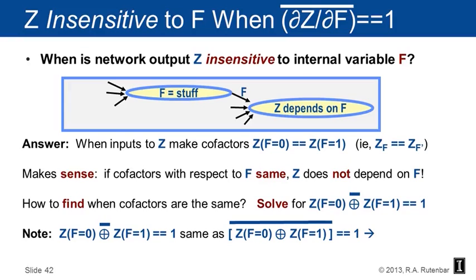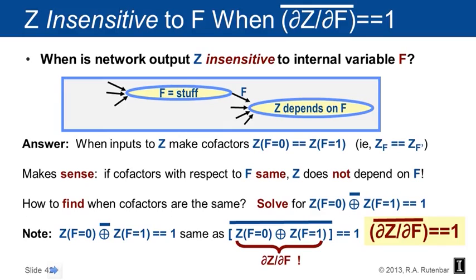How do you find when the cofactors are the same? Well, you solve a little equation that says, I'm going to put an equality gate, and that's an exclusive NOR, in between the two cofactors, Z with F equals 0 and Z with F equals 1, and I'm going to solve for when that's a 1. Now note that Z_F=0 exclusive NORed with Z_F=1 is just the same thing as Z_F=0 exclusive ORed with Z_F=1 and complement the whole thing. So that's nothing complicated. That's just the difference between an XNOR and an XOR gate where you just put an inverter after the XOR gate. But the reason I wrote it like that was that this is sort of familiar. The thing under the big bar, Z_F=0 exclusive OR Z_F=1, is just the Boolean difference.